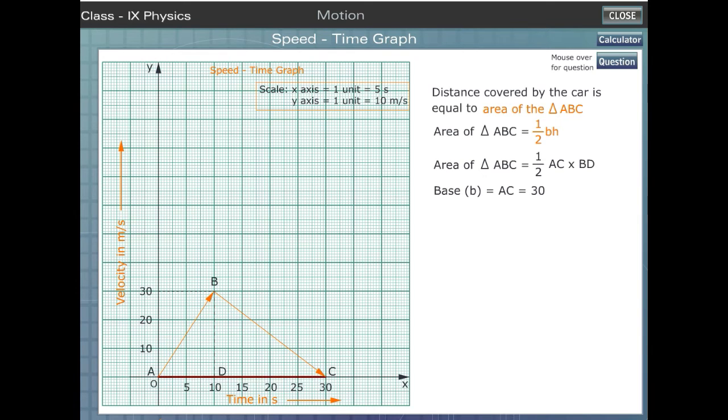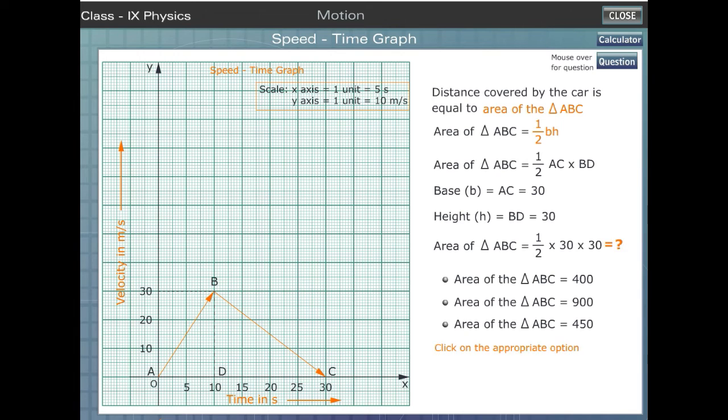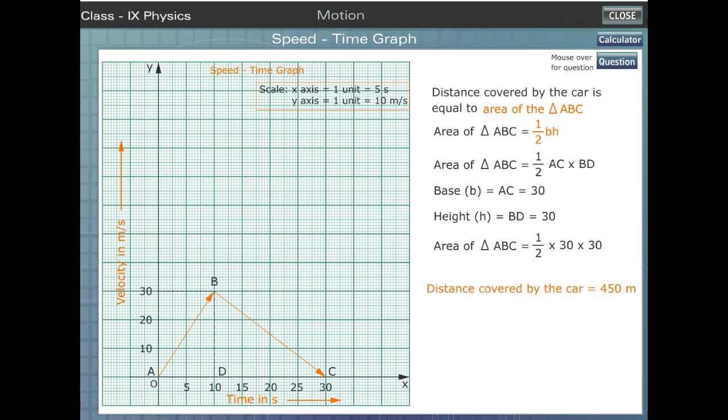Base is equal to AC is equal to 30. Height is equal to BD is equal to 30. Area of triangle ABC is equal to half into 30 into 30. Therefore, distance covered by the car is equal to 450 meters.